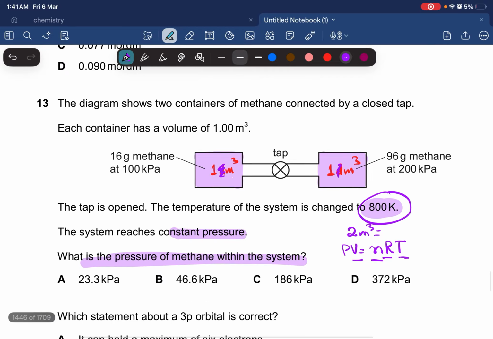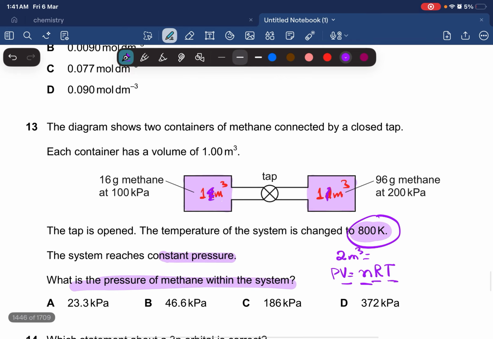So first I'm going to figure out the amount of moles present in 16 grams of methane. I know the formula for moles: moles equals mass upon Mr. Mass is 16 divided by Mr, which is also 16. How many moles do I have? I guess that's going to give me 1 mole, right? And then 96 divided by 16, I get 6 moles.